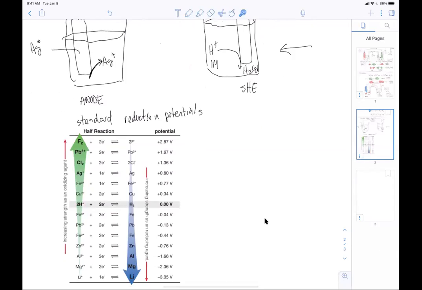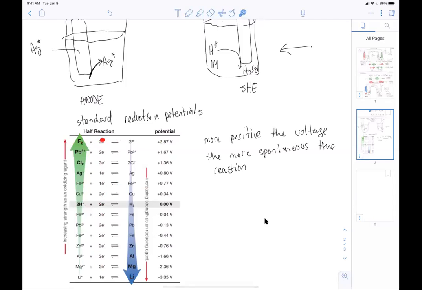So you'll notice that at the top here, these things that are large and positive, the more positive the voltage, the more spontaneous, I think that's an okay way to say it, the reaction. If you look at this table over here, you'll notice these are all reductions because the electrons are on the reactant side. That's how we think about reductions. And so these things at the top are very easily reduced.